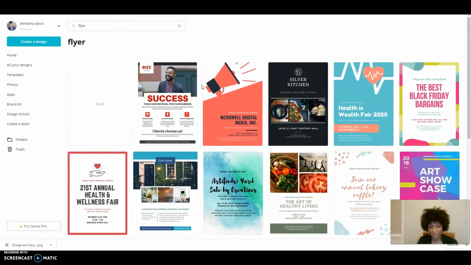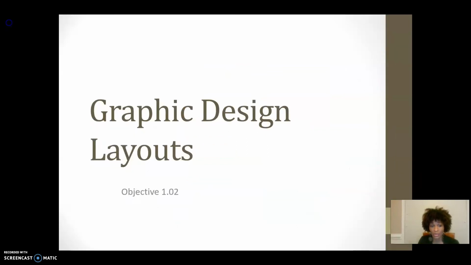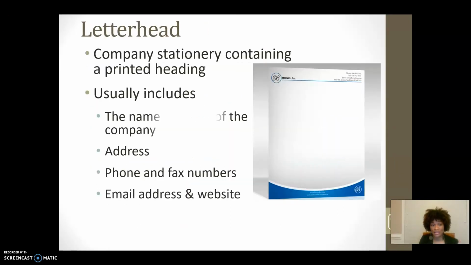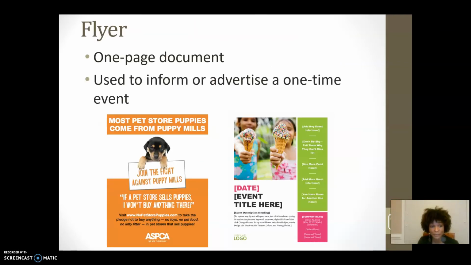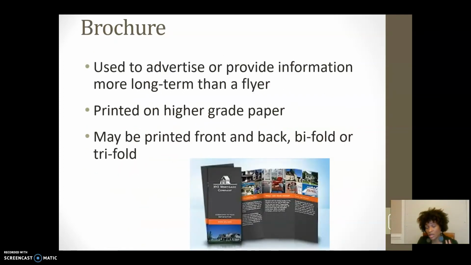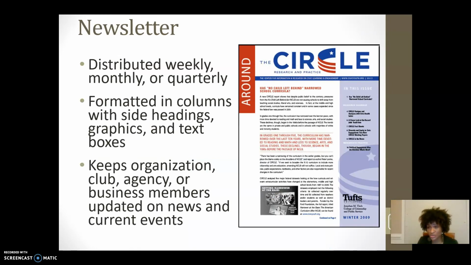And remember what we talked about in the PowerPoint. Let's go back to this PowerPoint real quick. Remember consistency: colors and schemes need to be consistent. One of the questions you sent was, when doing your flyers, can you use different colors? Yes, you can, but you want to keep them consistent with your logo. Remember that you're really trying to advertise. You're supposed to have phone numbers, email addresses, fax numbers, addresses, whatever you need. If you're doing a brochure, you can go into further detail about what your business offers. Newsletters are monthly, quarterly, or weekly.